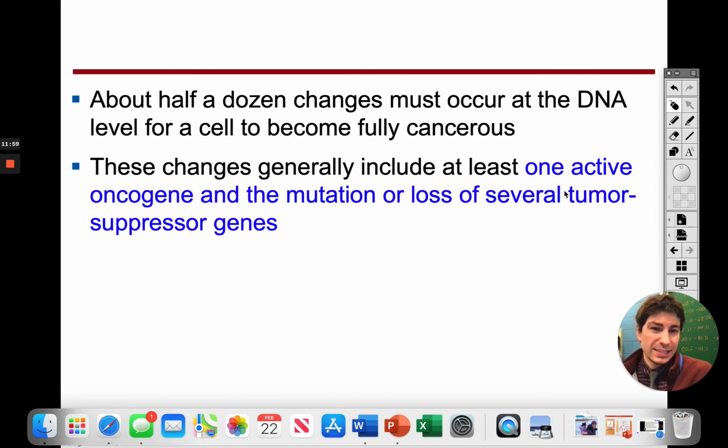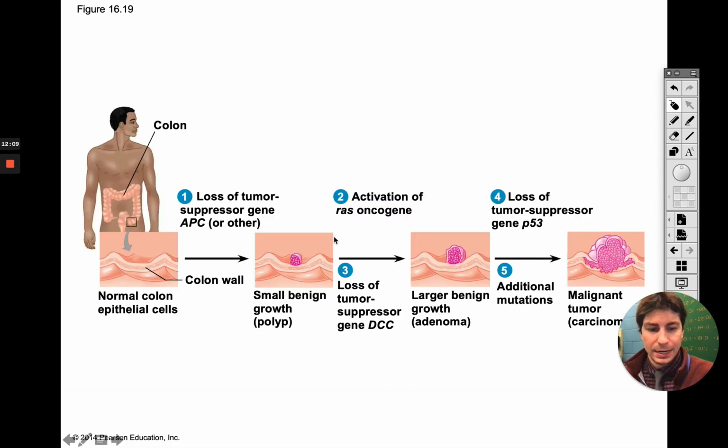So another way to say this is we need an oncogene in there, and we need the loss of the tumor suppressor genes. So we need both of those to go wrong for us to get cancer. Here is, kind of gross, but colon cancer. You can see the tumor there getting bigger and bigger, and this is malignant. If it was benign, it would be kind of here at the beginning.